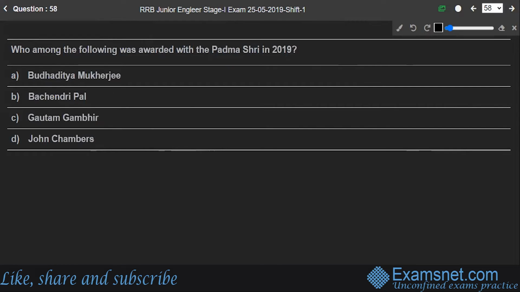Who among the following was awarded the Padma Shri in 2019? Is it Budhaditya Mukherjee, Bachendri Pal, Gautam Gambhir, or John Chambers? Right answer, Gautam Gambhir was awarded the Padma Shri in 2019. He was awarded in the category of sports. A renowned batsman of the Indian cricket team, he was a part of the 2011 World Cup winning team, now MP from Delhi. So this is the right answer.